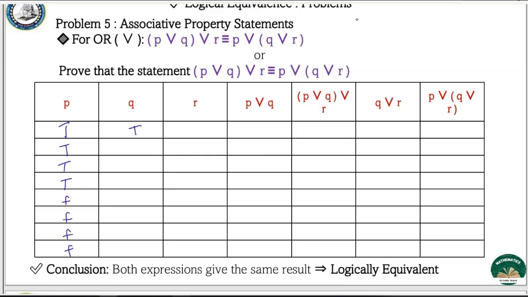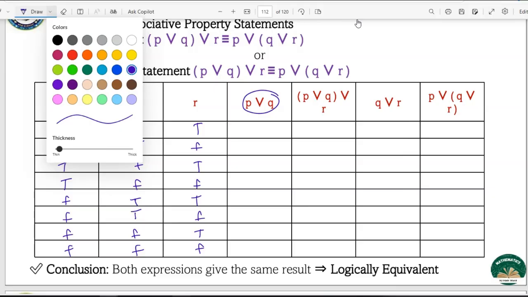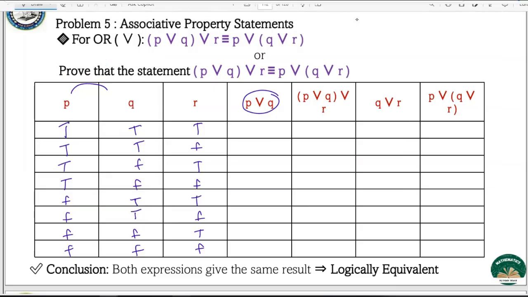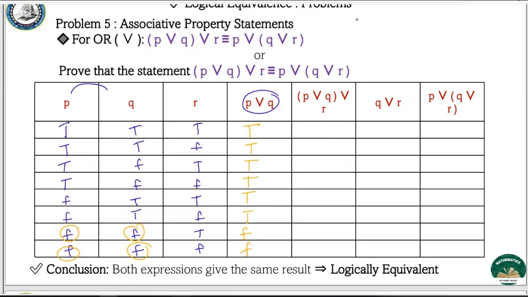Then it is TTFF. Then it is one time T and one time F, TF and TF. Then we have to check for P and Q. The or condition is what? We have to check whether both the terms are F and F, and we'll get the answer as F. So we have F and F, it is F. Then it is F and F, it is F. Then we don't have any other way. So the remaining values will be T.